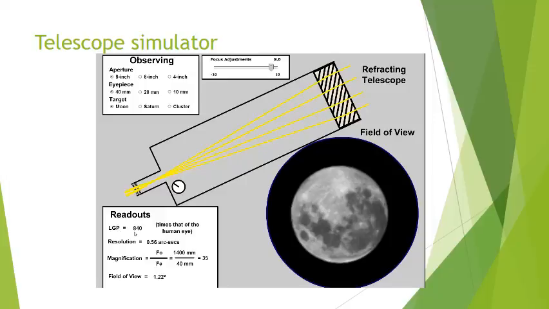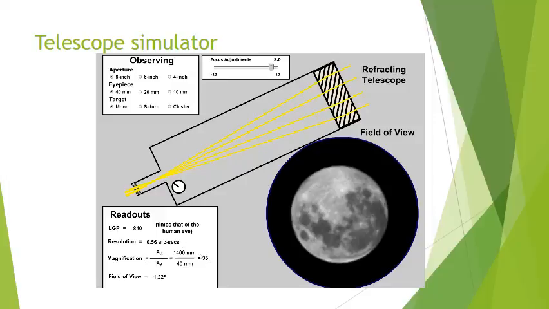The light gathering power of this telescope is 840 times that of the human eye. So this is a big scope, and it can gather a lot more light than the human eye can. Its resolving power, the resolution here, is 0.5 arc seconds. And the magnification is 35.